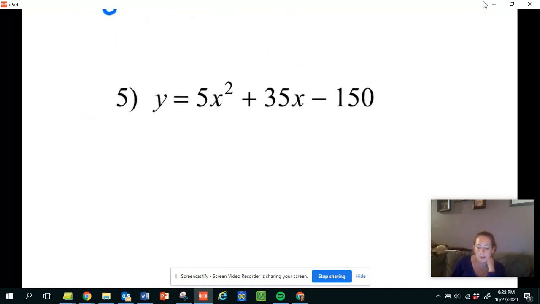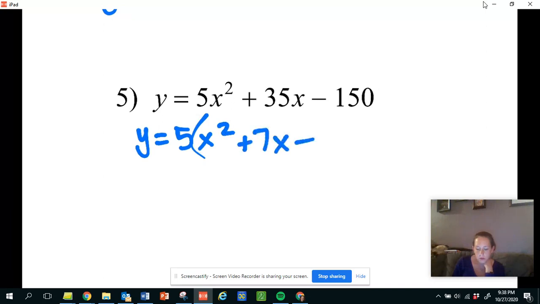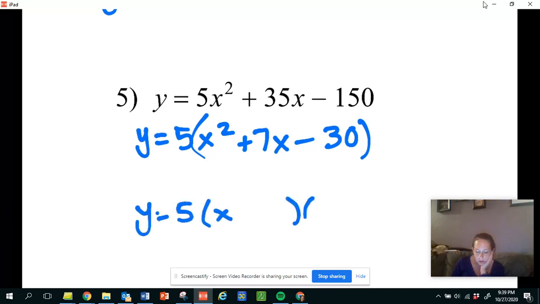Okay, this one. So again, first thing I want to do is divide everything by 5. So 35 divided by 5 is 7. 150 divided by 5 is 30. So in this case, I'm going to find all the factors of 30, because I want to put them in here. I remember I have to find two numbers that multiply to negative 30 and add to 7.